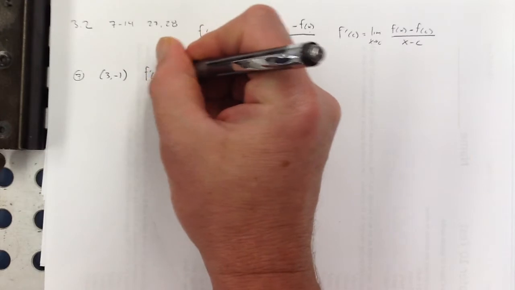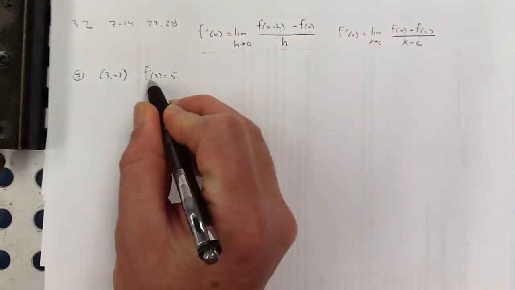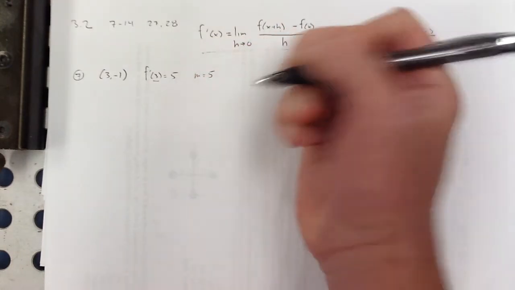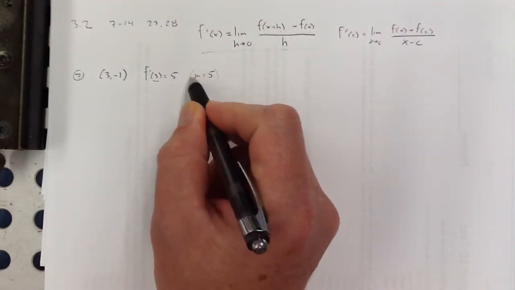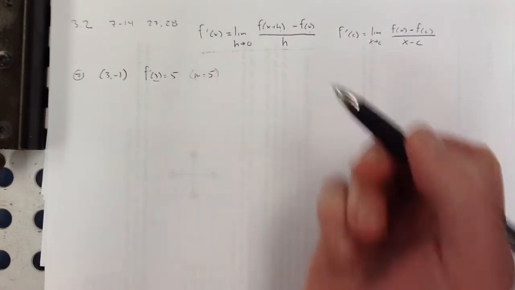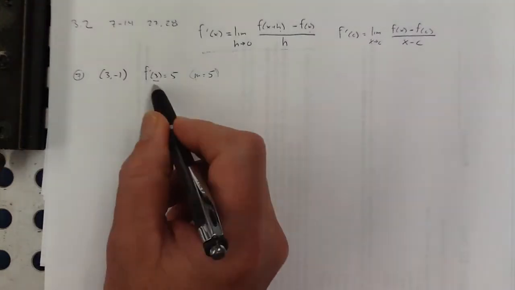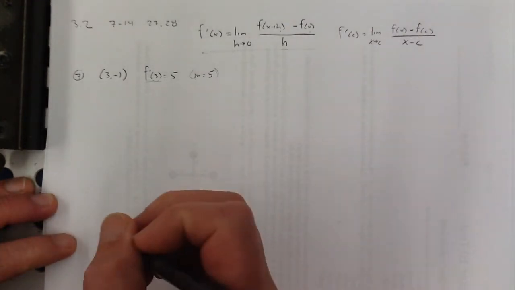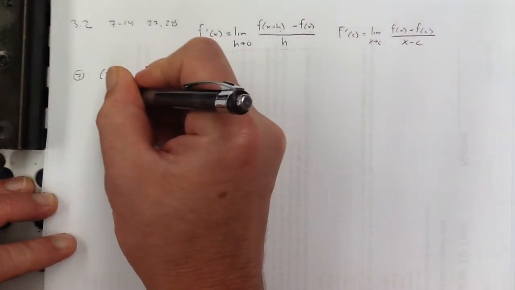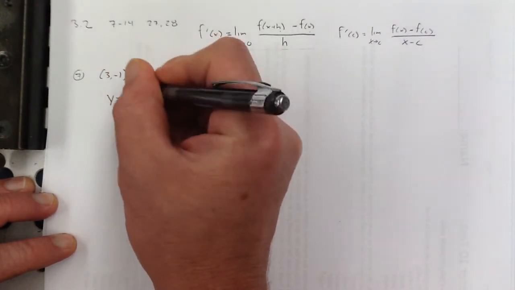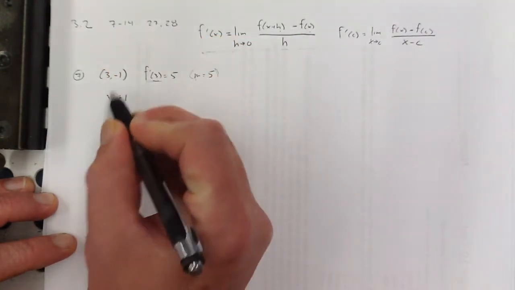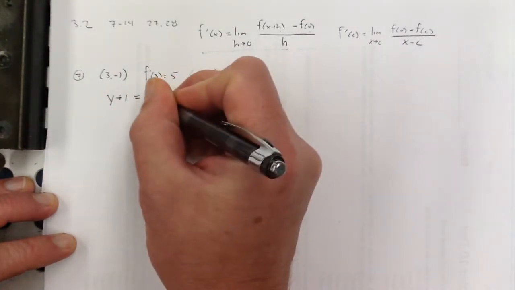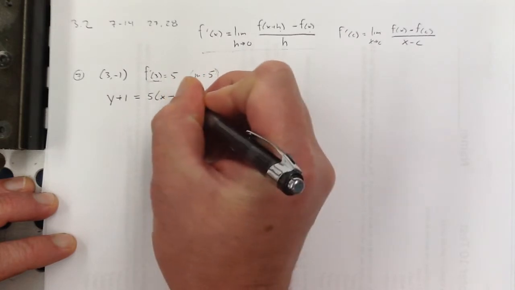Well, f prime of 3 equals 5. That's the same as saying the slope at this point is 5. So that's like saying the m is 5. I'm going to put that in parentheses. We're not going to think a whole lot about that m. We're going to try to graduate from that and think more in terms of this kind of notation. Okay, so what's the equation for this line? y minus -1, which is y plus 1, is equal to the slope 5 times x minus 3.